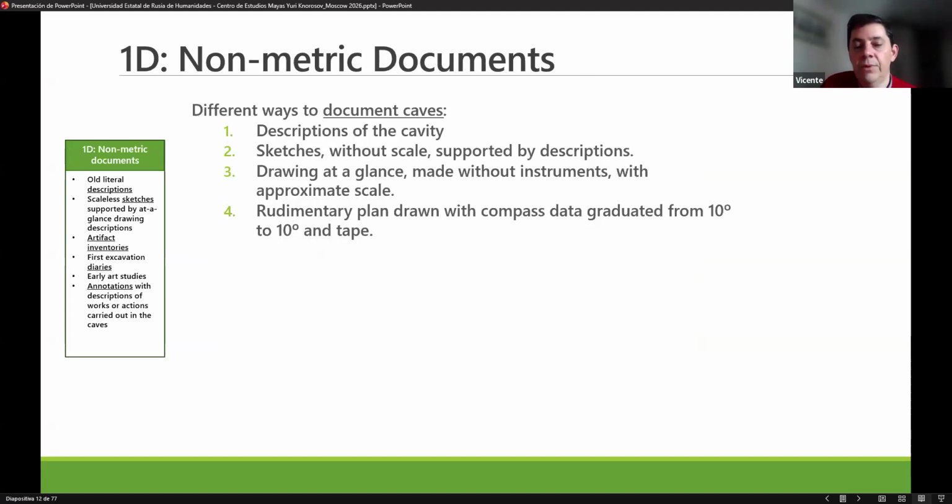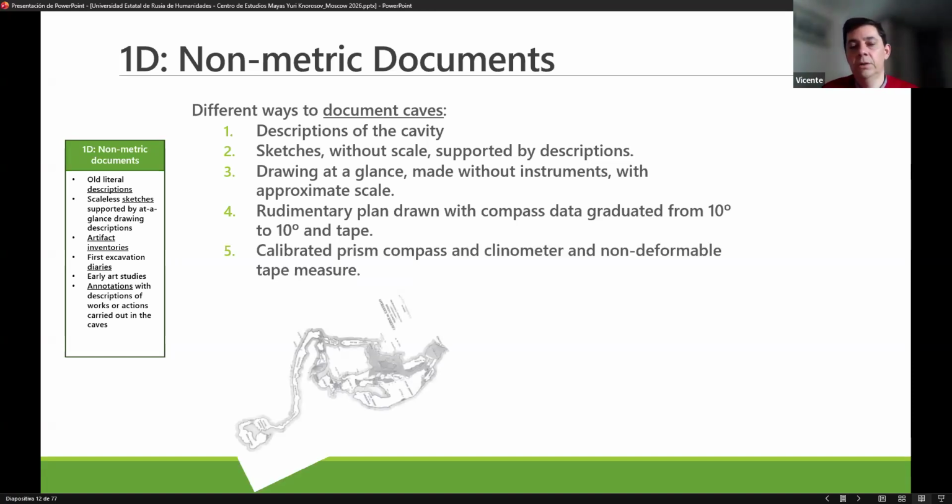There are different ways to document caves. So first was the description of the cavity. The second were sketches without scale, just drawings. The third were drawings at a glance, made without instruments, but with an approximate scale. And later, the accuracy was improved, including rudimentary plans with compass, low accuracy compass.